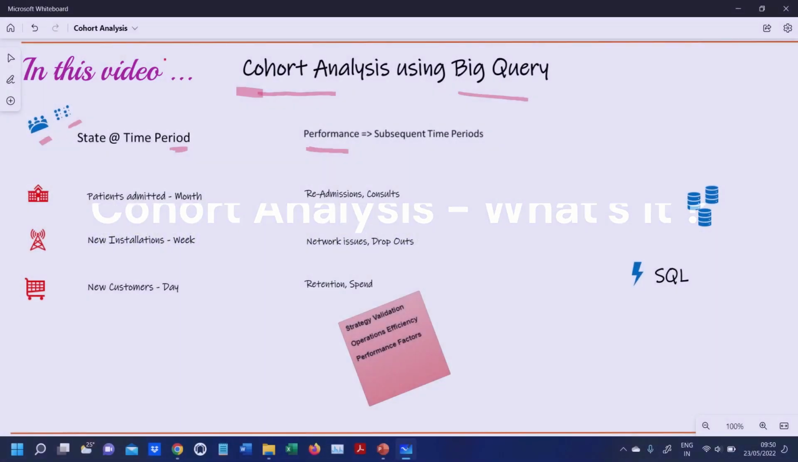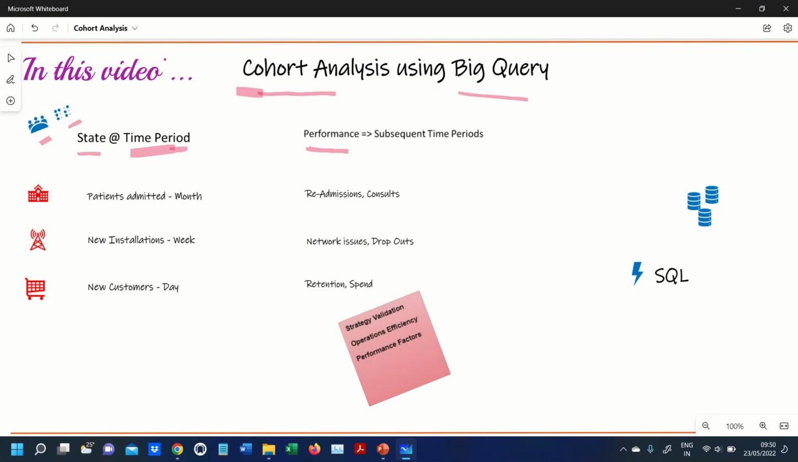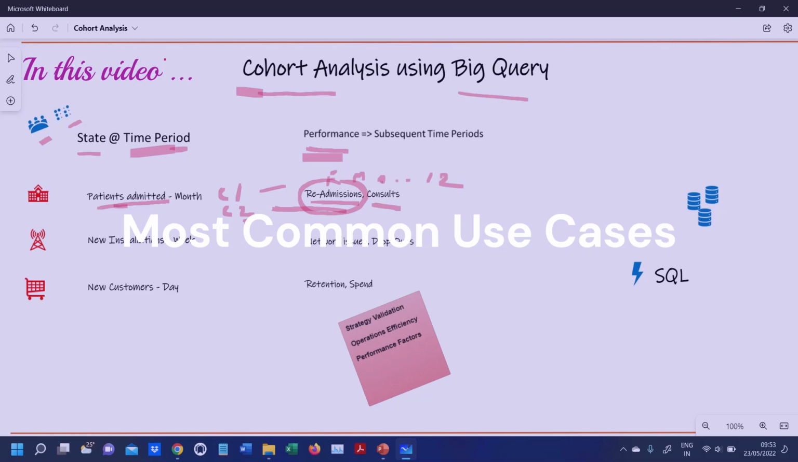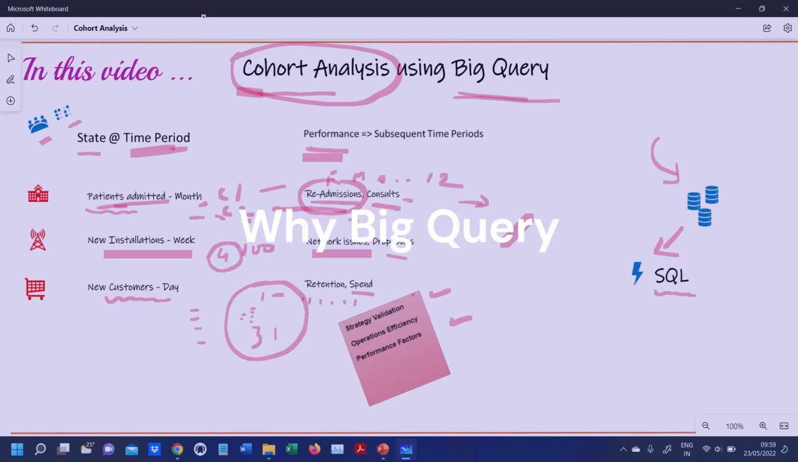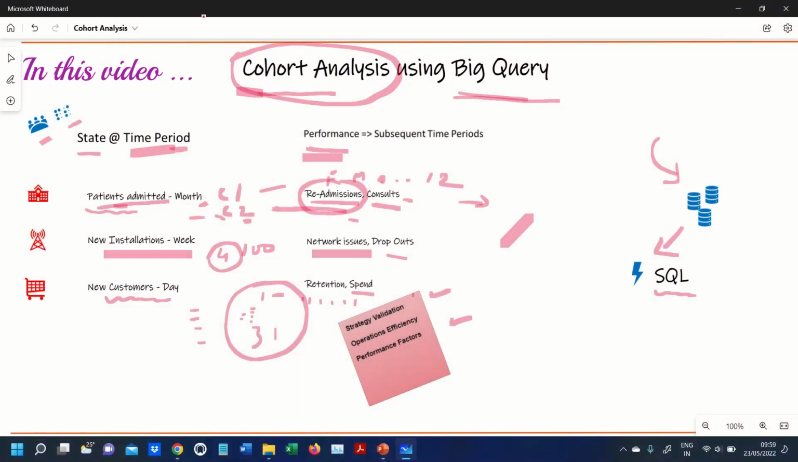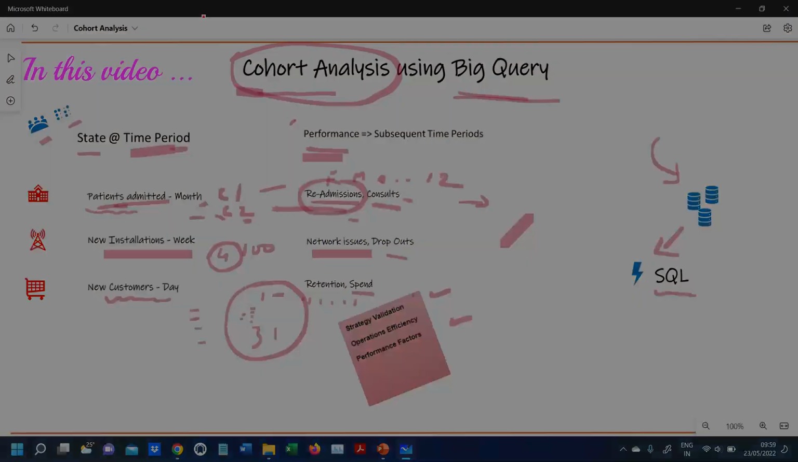So three things you need to understand. One is the state, what is the time period for that state, and what is the performance that we are going to measure. So that is an indicator, period of admission over the reoccurrence of the particular disease, or gives us the power to measure many hidden and deep performance things.